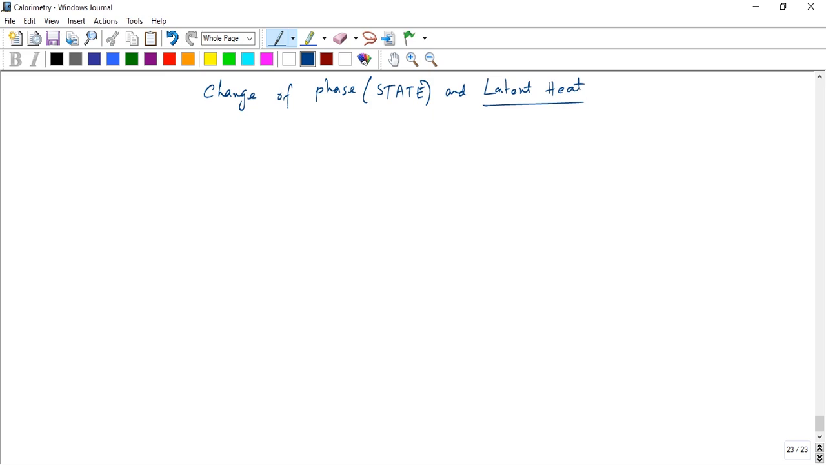Okay, so first draw a diagram. We consider a solid body. Another state is a liquid. Another state is a gas. Three states. Okay, so now change of states.